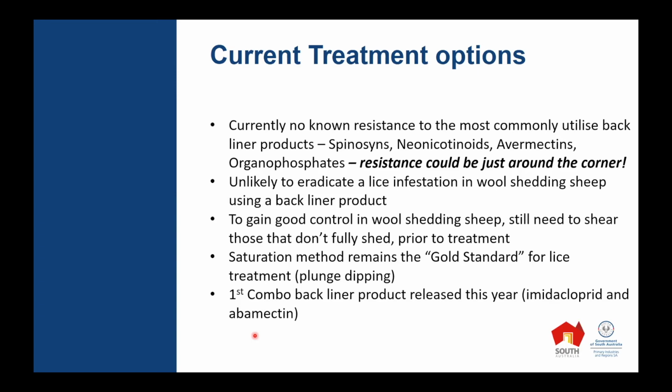There is a new product on the market this year. It's the first combo backliner. We've had combo drenches for worms around for a long time, where you combine one or two actives, so that if there is a resistance issue, the second active knocks that proportion of the population over. We haven't had any of these treatments for lice previously, so there's one out there now that combines two of those actives that I mentioned before, and so potentially that will come into its own if we start to experience resistance, which tends to go in sort of 5 to 10 year cycles in terms of product life.